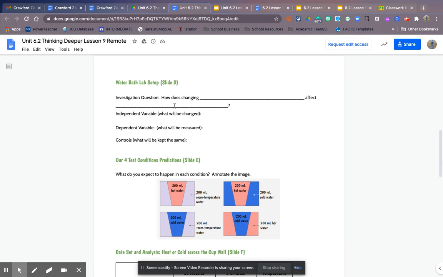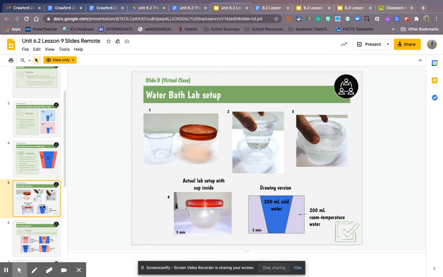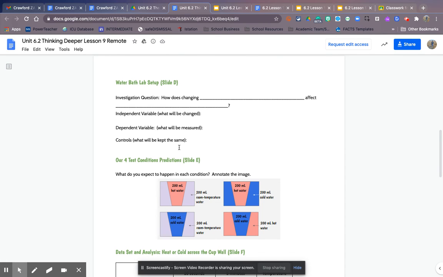And you can probably go ahead and look at slide D to fill this in as well. So pause to fill in slide D and slide E.